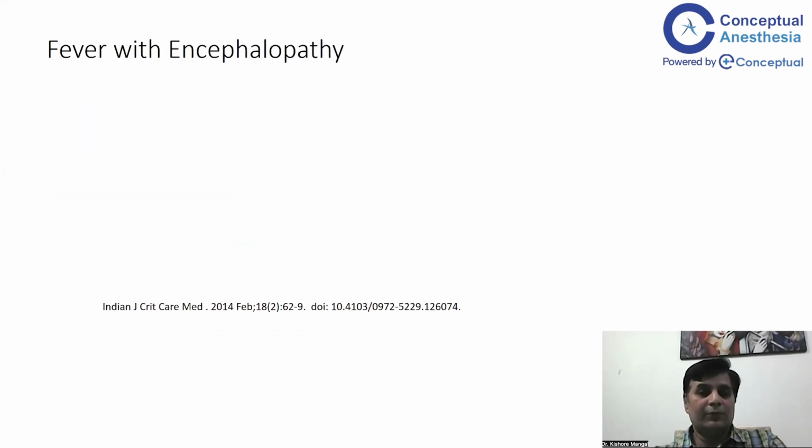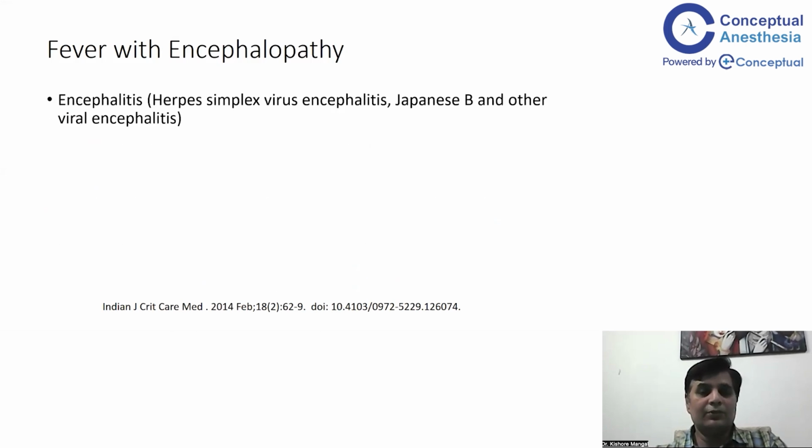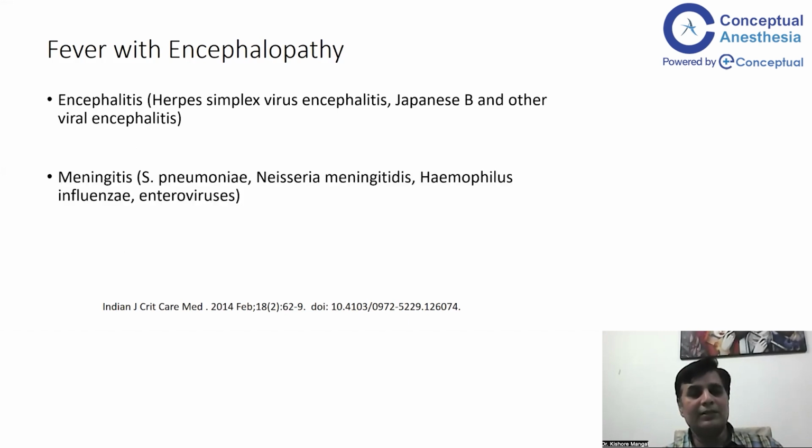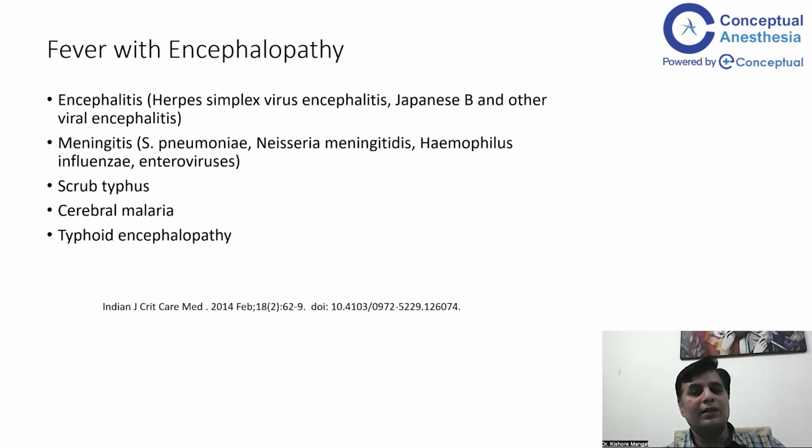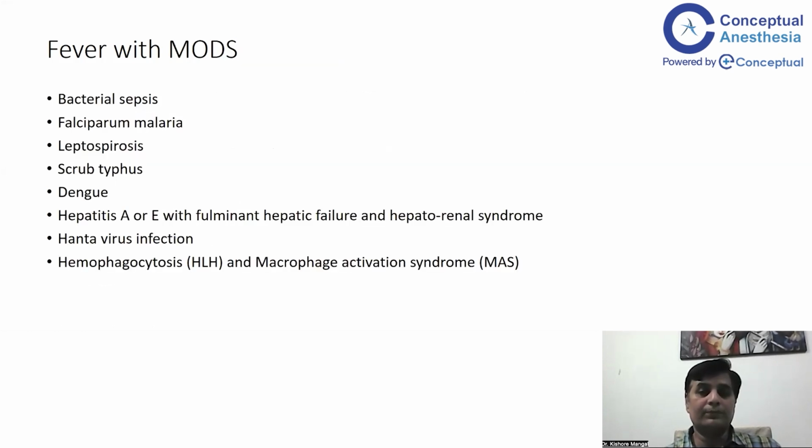For encephalopathy, you have to see about herpes simplex, Japanese encephalitis, and other viruses. Meningitis includes strep pneumonia, Neisseria, Haemophilus influenzae, enterovirus, and then scrub typhus, malaria, and typhoid. These are also infections which can cause severe encephalopathies leading to a comatose situation.